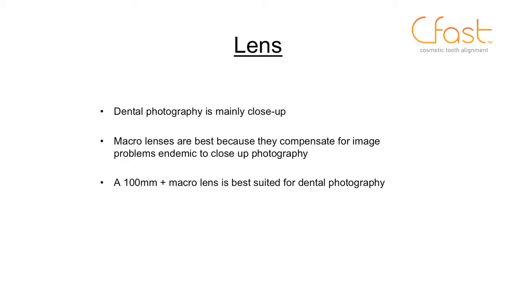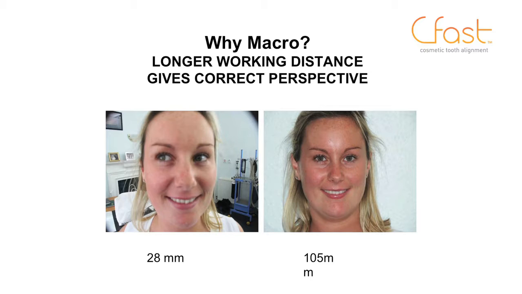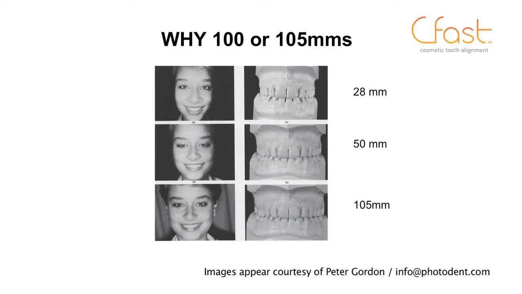So the lens that we're looking at, as we are doing dental photography, is really close up. So we need a macro lens because that compensates for image problems that can be endemic with close-up photography. And we're looking at 100mm plus macro lens. So 100 or 105 macro lens is best suited for dental photography. Why a macro lens? Well, it gives us the correct perspective because of the longer working distance. So again, on the screen, you can see the difference in image that you get from a 28mm lens versus a 105mm lens. And it's much more correct perspective. And again, if we're looking at some photos, we can see the differences.